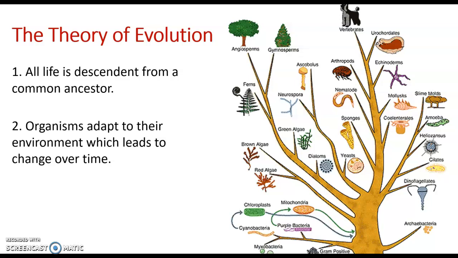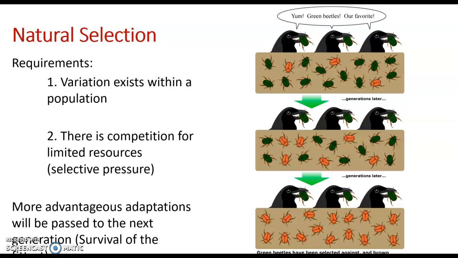The second tenet of the theory of evolution says that organisms change over time because they adapt to their environment. So this is the piece of the theory that leads to changes in organisms and eventually the evolution of a new species. And this change over time is explained by the process of natural selection that was proposed by Charles Darwin. We are going to watch a video in lab this week called The Making of a Theory that will explain the evidence that he saw and collected that led him to this theory of natural selection.